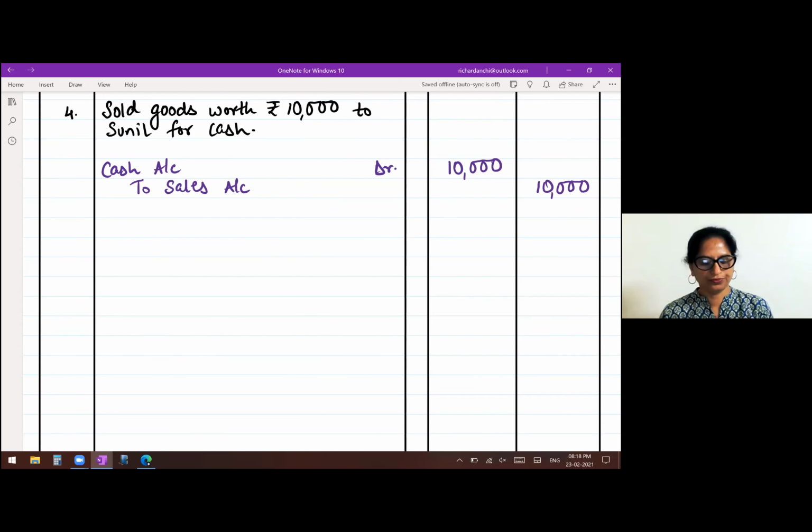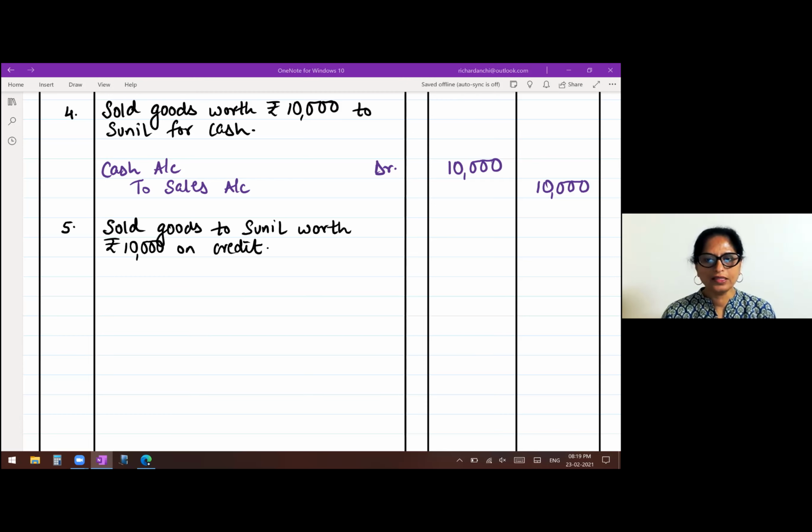Sold goods to Sunil worth rupees 10,000 on credit. Okay, same type of transaction. Fourth transaction is a cash transaction. Fifth transaction is a credit transaction. Both are selling of goods. So now you can understand, instead of cash, since it is a credit transaction, you will write the name of the person. So here it is Sunil's account and sales account.